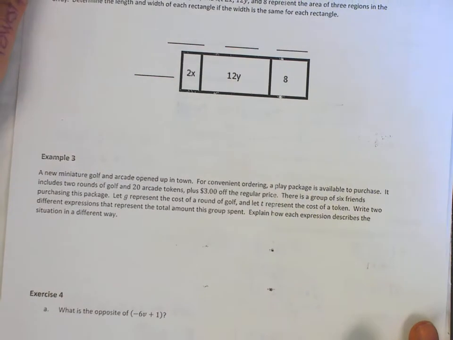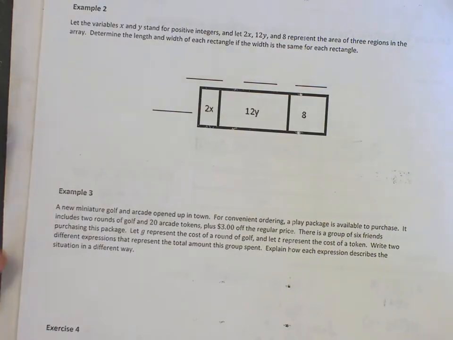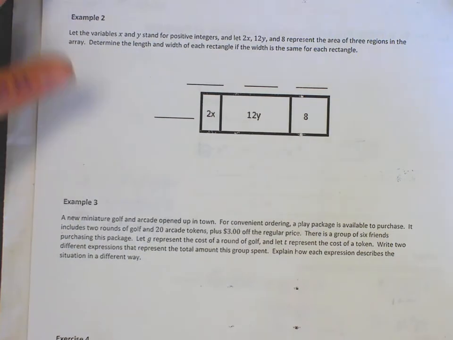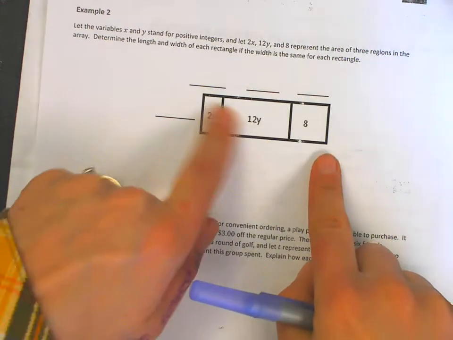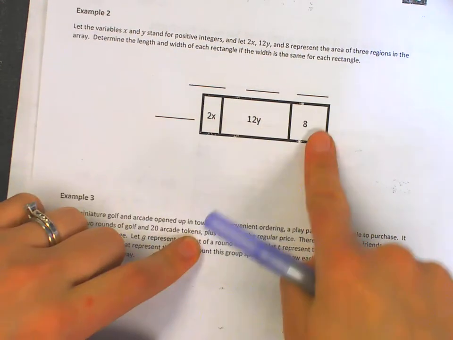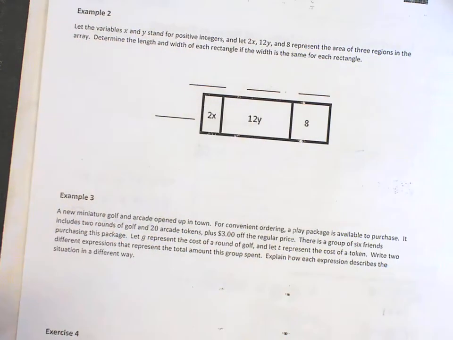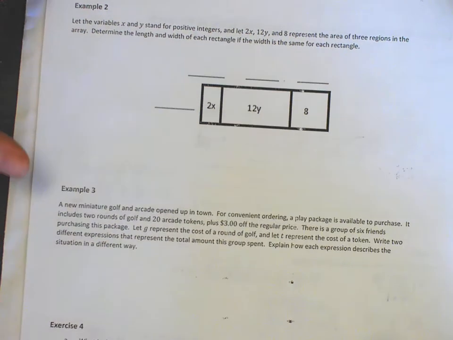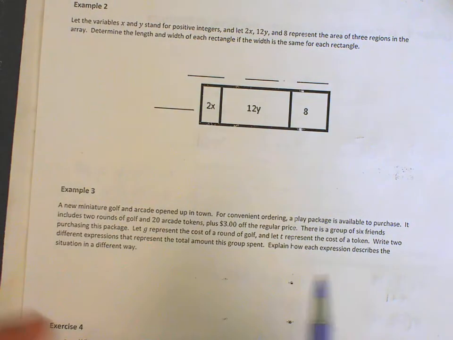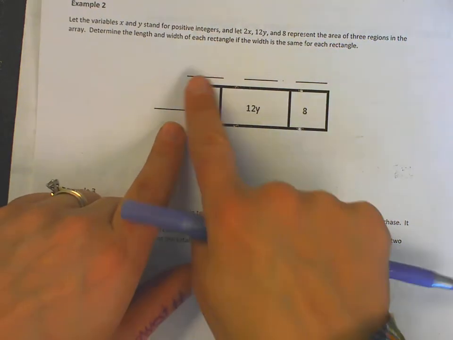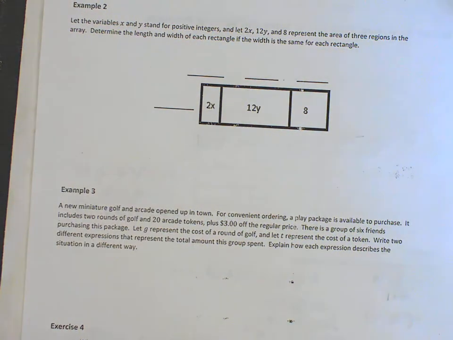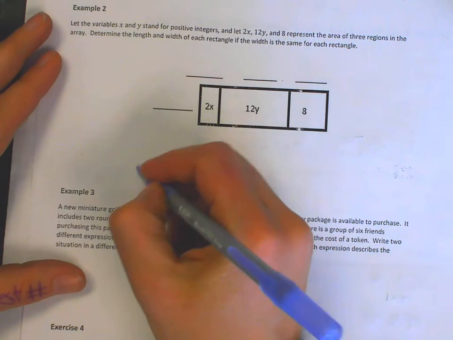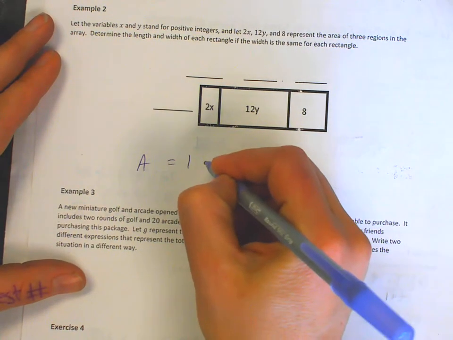We got some words. That's okay. Not too hard. Let the variables x and y stand for positive integers, and let 2x, 12y, and 8 represent the area of 3 regions in this array. An array is this, like a list. Determine the length and width of the rectangle. Okay? AKA, area is length times width.